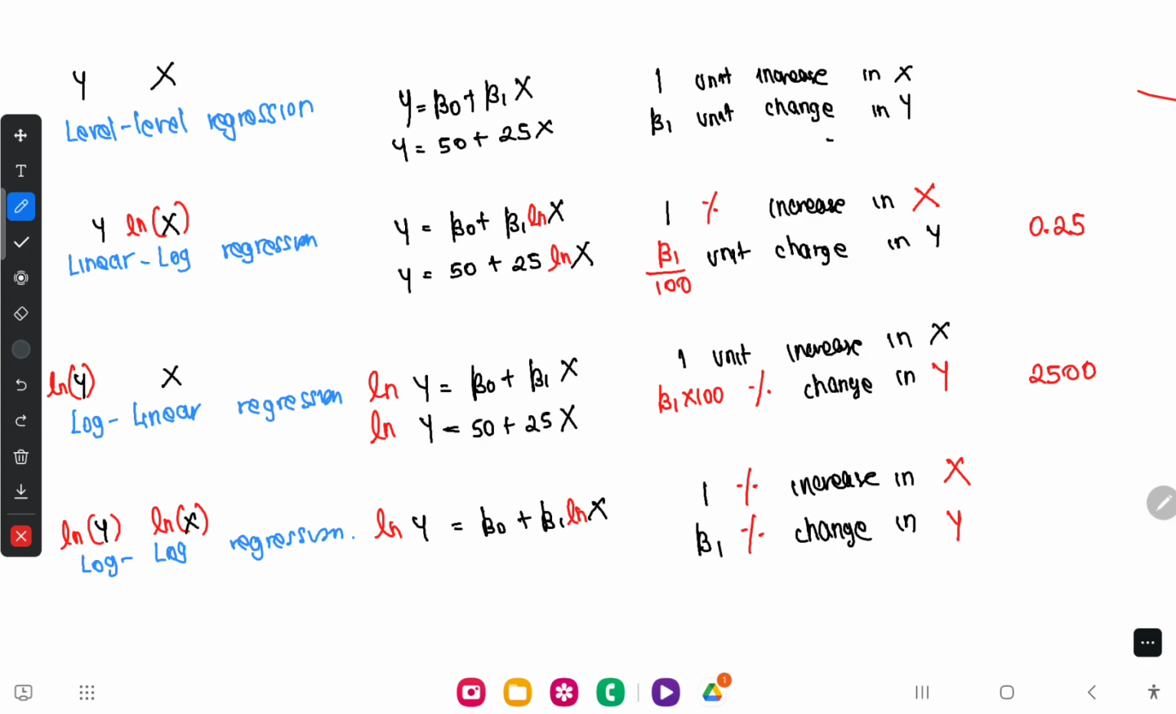So when you are given an equation, just look at where they have applied the ln function. Is it to the independent variable, that is x? If so, when you are interpreting, you have to divide beta by 100. If they have applied it only to y, ln y, then you have to multiply beta 1 by 100 when giving the interpretation. If they had applied ln to both sides, then you don't have to change anything. You say a 1% increase in x has caused a beta 1% increase or change in y. Okay.